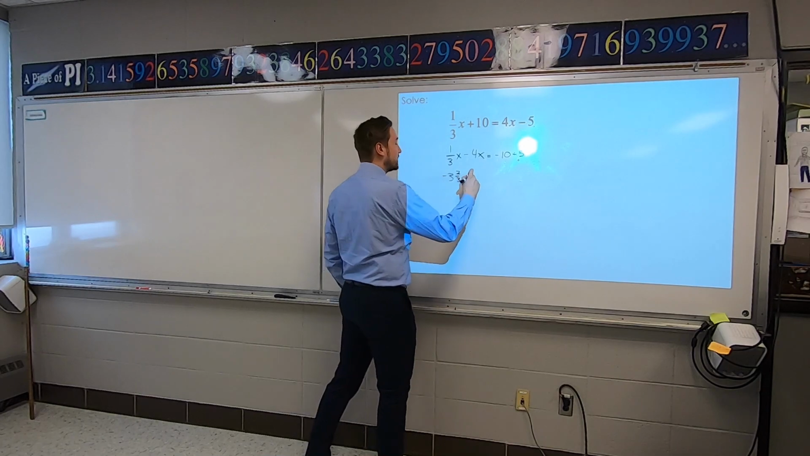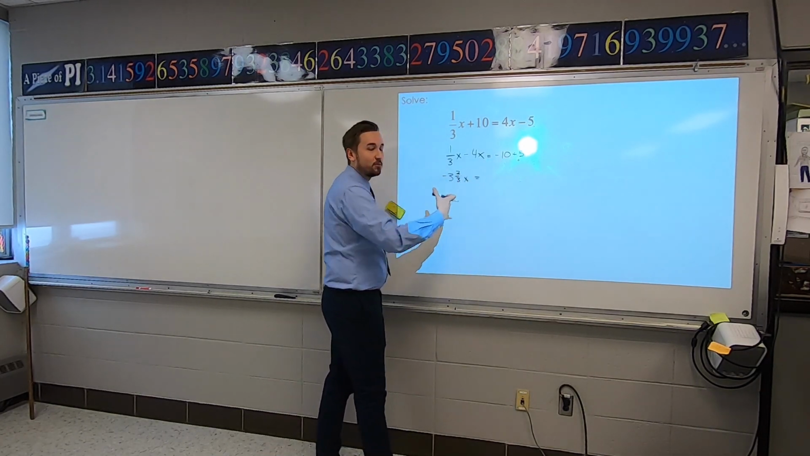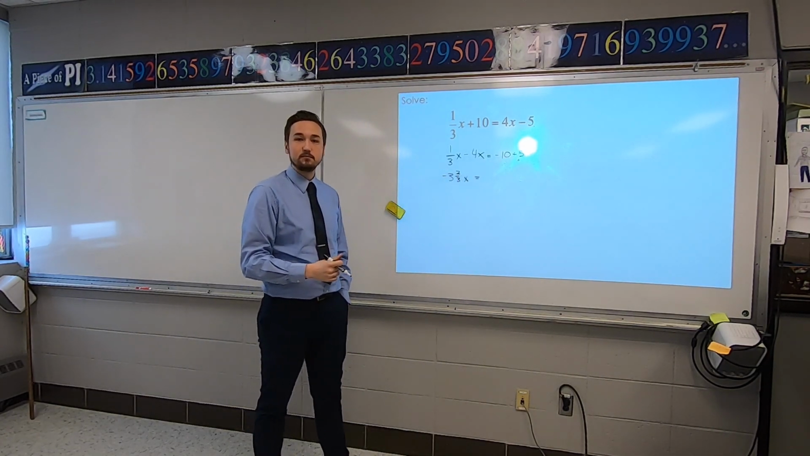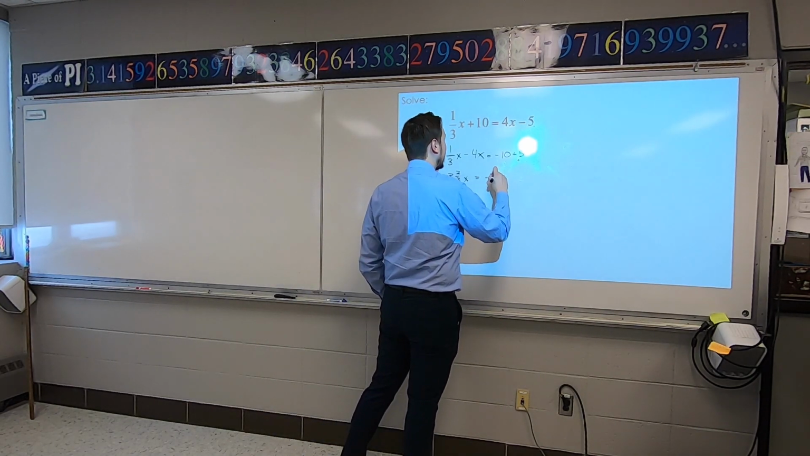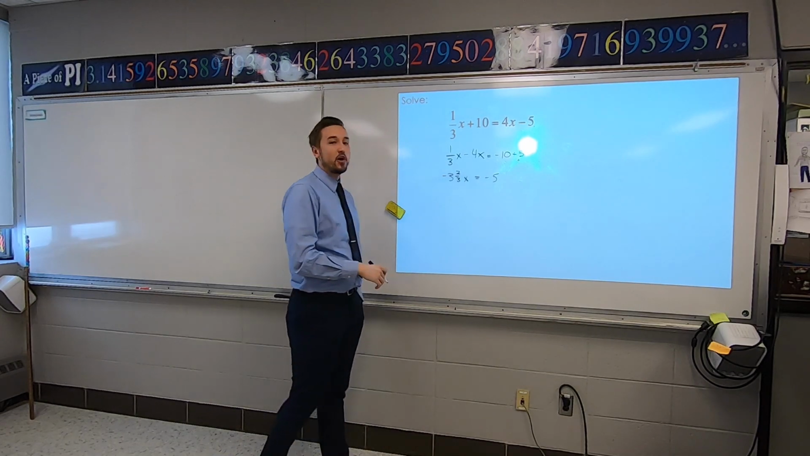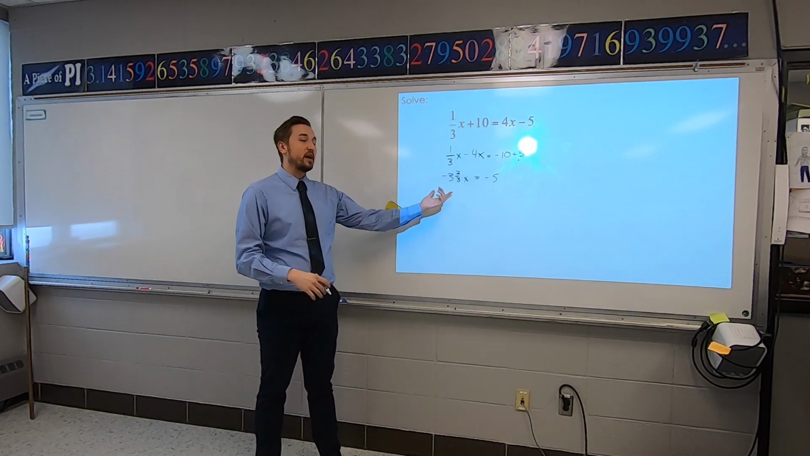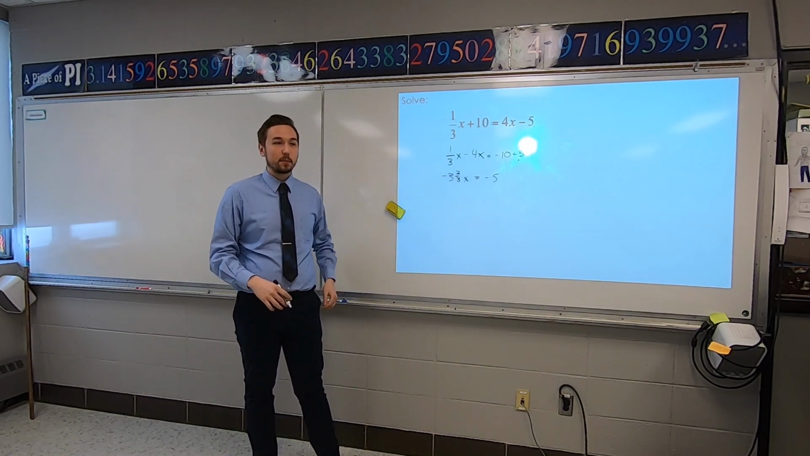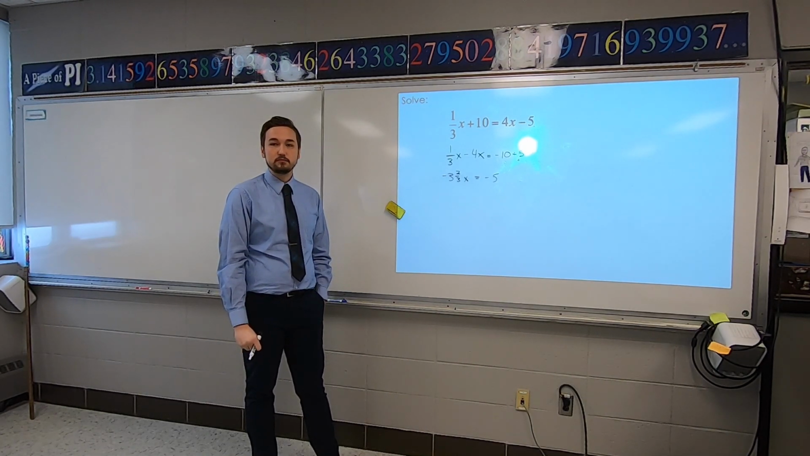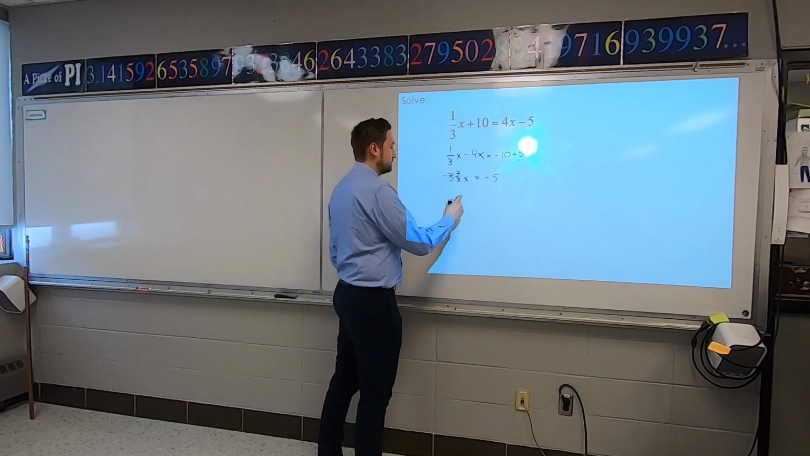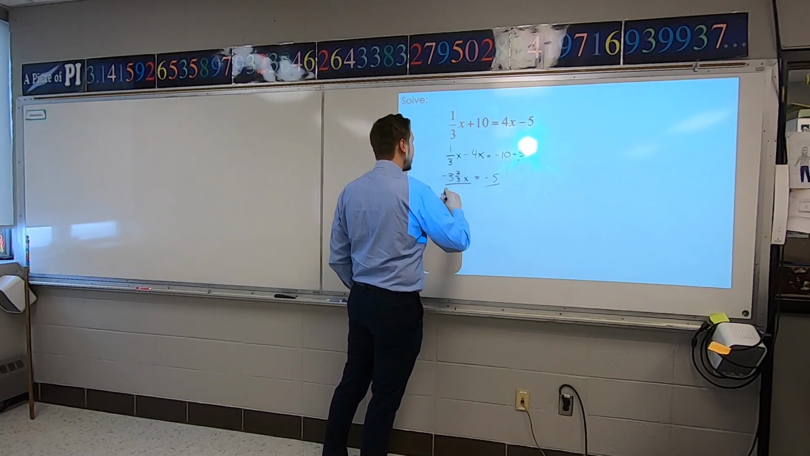Negative 3 2/3 x equals, what's negative 10 plus 5? Negative 5. Let's be careful about our signs. And now how do we get x by itself here? We got to divide both sides by negative 3 2/3.